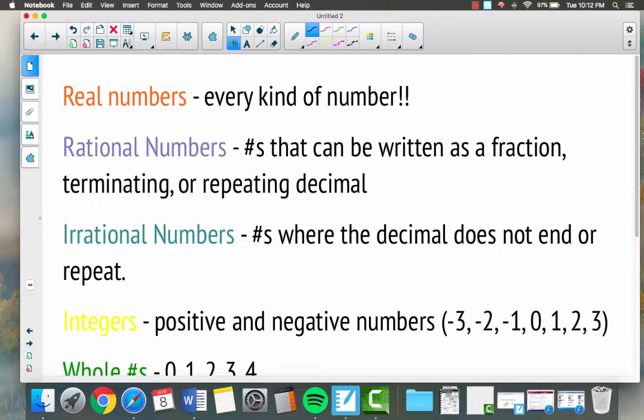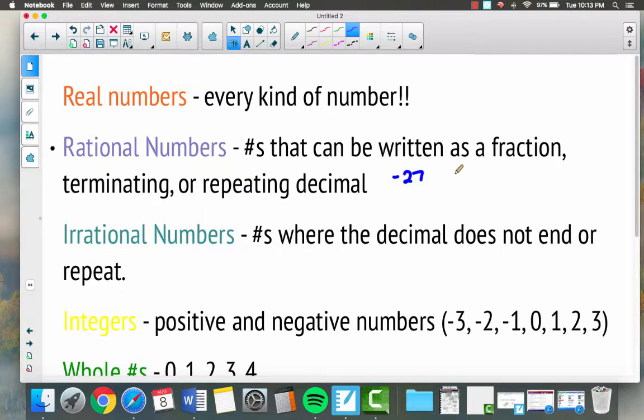So rational numbers, the second one I've got right here, is basically when you take a number that can be written as a fraction, as a repeating decimal, or as a terminating decimal. What a terminating decimal means is that the decimal ends. It doesn't go on forever. So some basic examples of rational numbers might be something like negative 27. That could be written as a fraction, negative 27 over 1, or as a decimal, negative 27.0, but this would be a rational number.